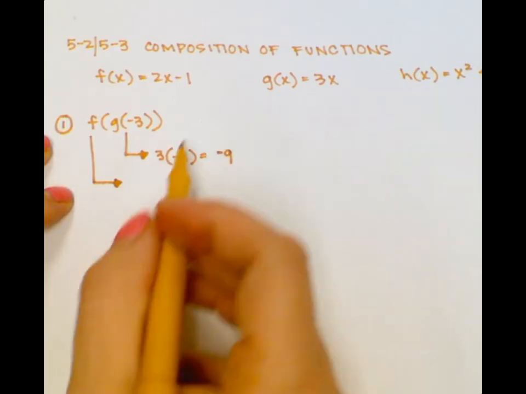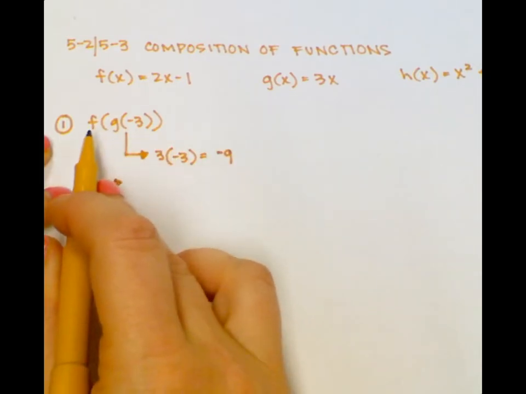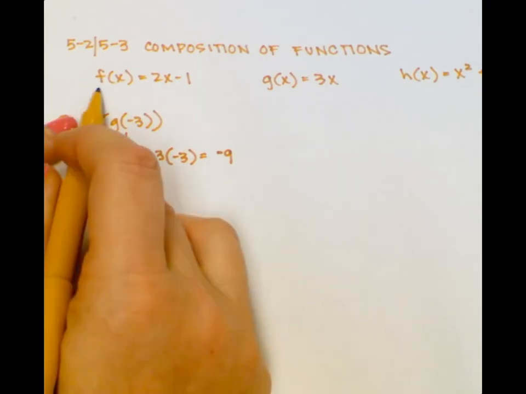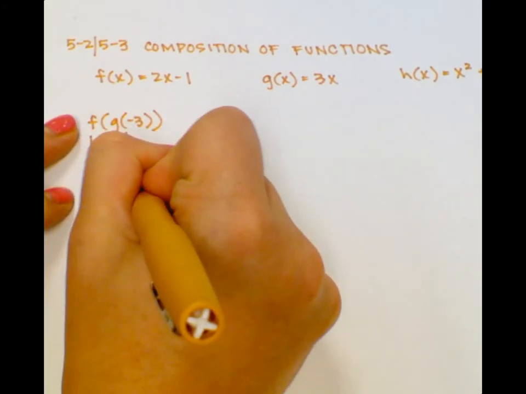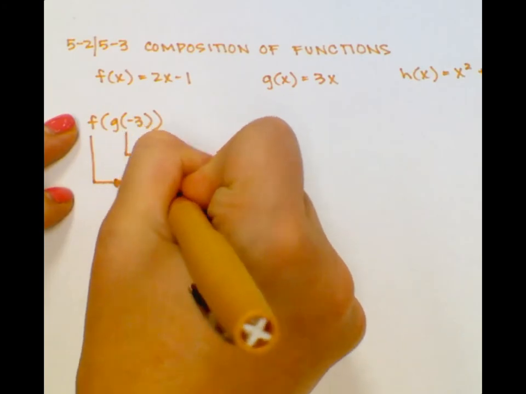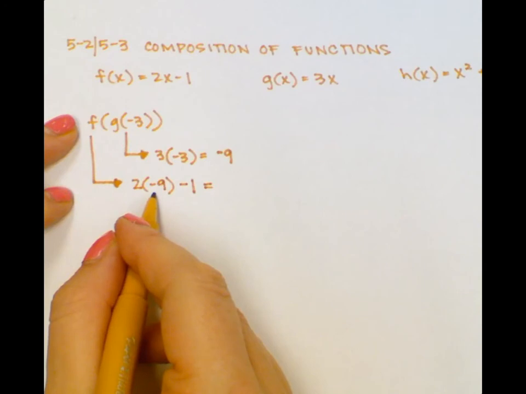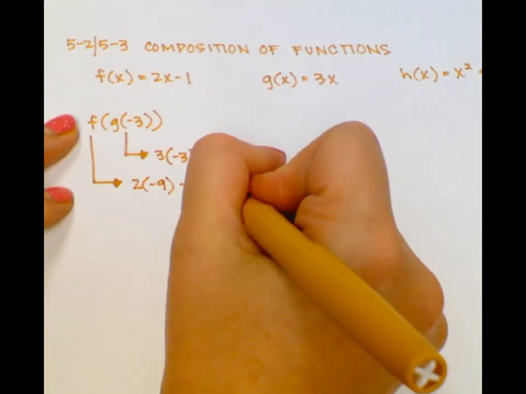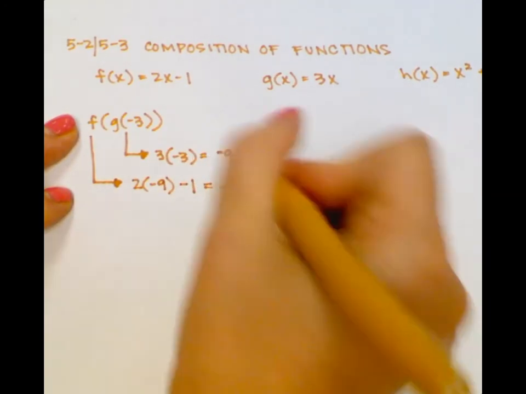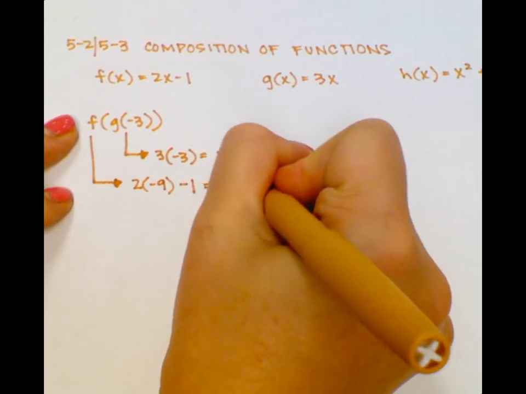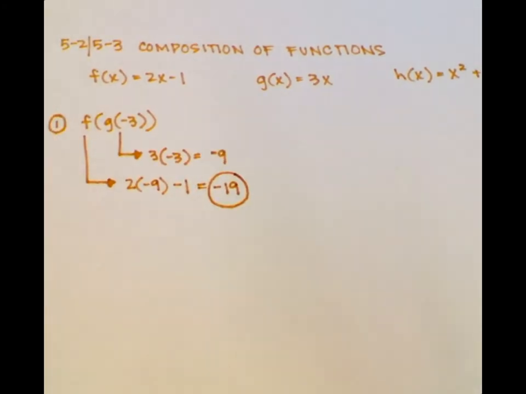See this negative 9? You're going to take this negative 9 and plug it in that f. So here's the f right here. You're going to say 2 times negative 9 minus 1. 2 times negative 9 is negative 18, minus 1 is negative 19. That is your answer right there. So it's almost like you're plugging in something twice. First you do the inside, then you do the outside.